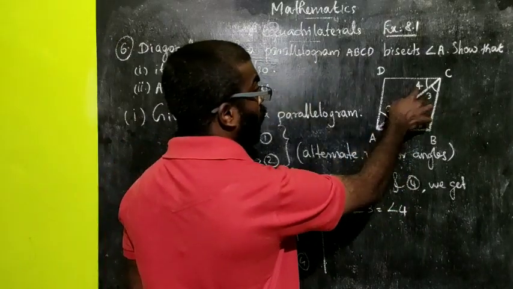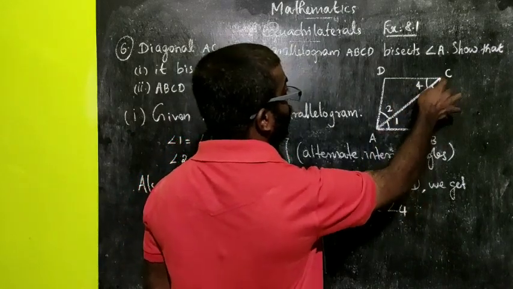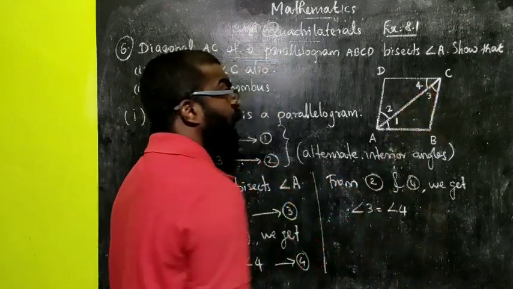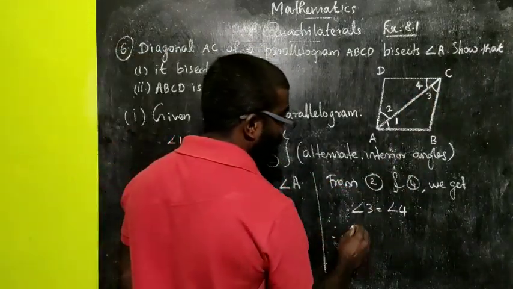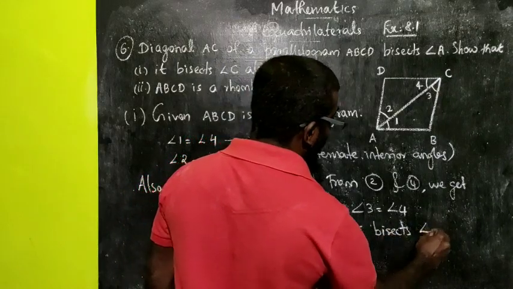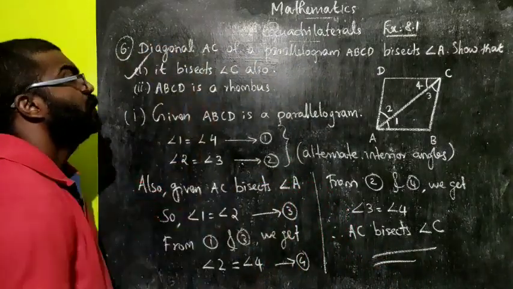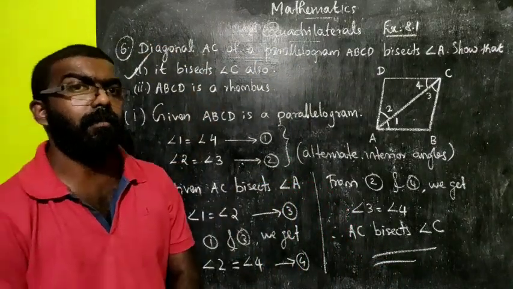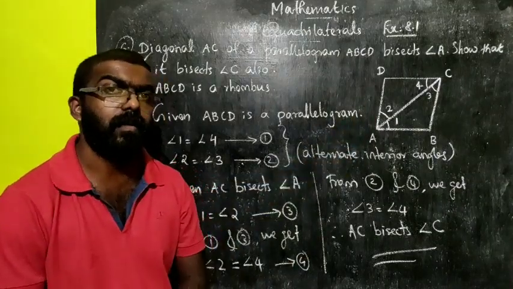Angle 3 equal to angle 4 means this diagonal AC bisects angle C into two equal angles. Okay. So what we can write? Therefore AC bisects angle C. So the first part is over. The diagonal AC bisects angle A as well as angle C.